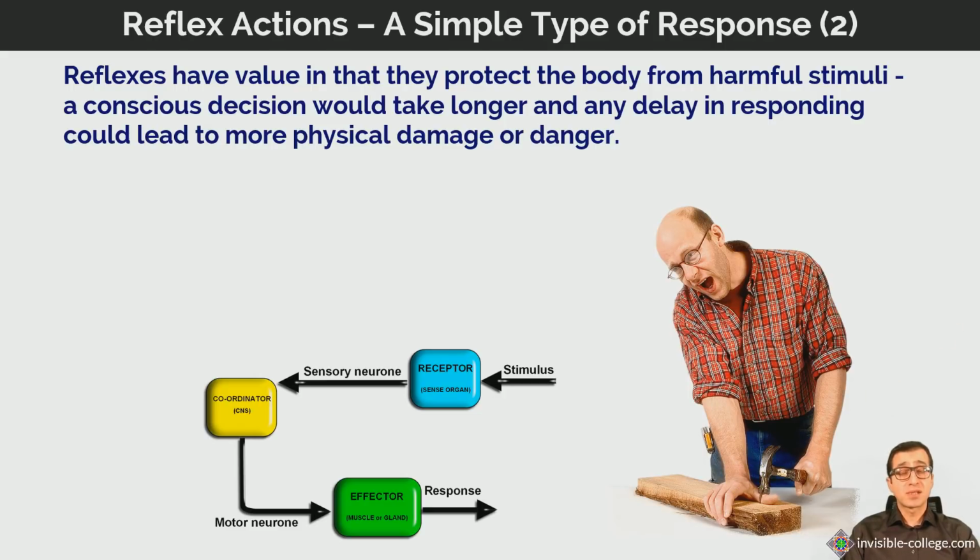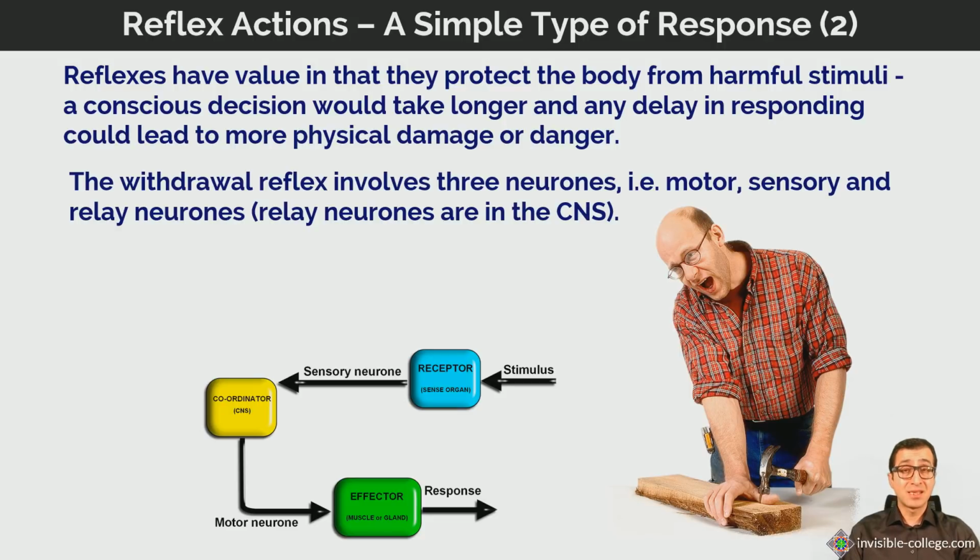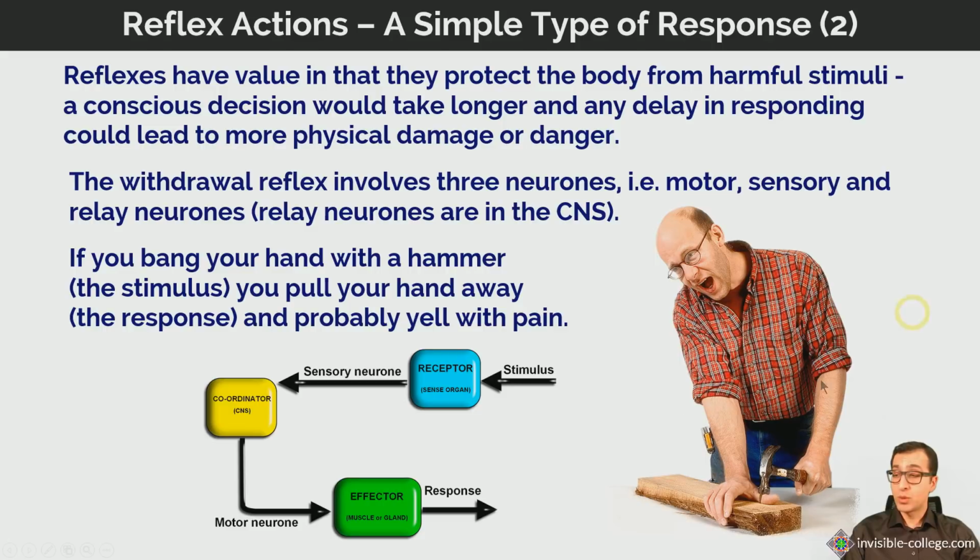So the withdrawal reflex, which I've just described, is where we touch something or some region of our body encounters some kind of painful or harmful stimulus, and immediately our muscles will react by withdrawing that part of our body away from that stimulus. This is called the withdrawal reflex, and this usually involves 3 neurons: a motor neuron, a sensory neuron, and a relay neuron somewhere in the central nervous system, usually in the spinal cord. So if you bang your hand with a hammer, that's the stimulus. You will pull your hand away, and that's the response, and you'll probably yell with pain. And this happens by means of a neural pathway called a reflex arc.